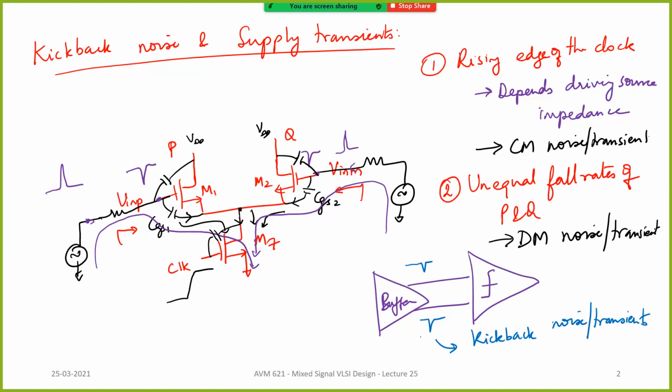Okay, the noise that is coming because of the rising edge of the clock is common mode. But because of the unequal fall rates of P and Q due to the differential input, that will cause differential mode noise, because one node is falling very fast and the other node is falling a little slower, right? So you have unequal coupling through CGD, which will basically have an unequal glitch at the input of these two inputs. Okay, so this is what is called kickback noise, and this is a fairly severe thing.